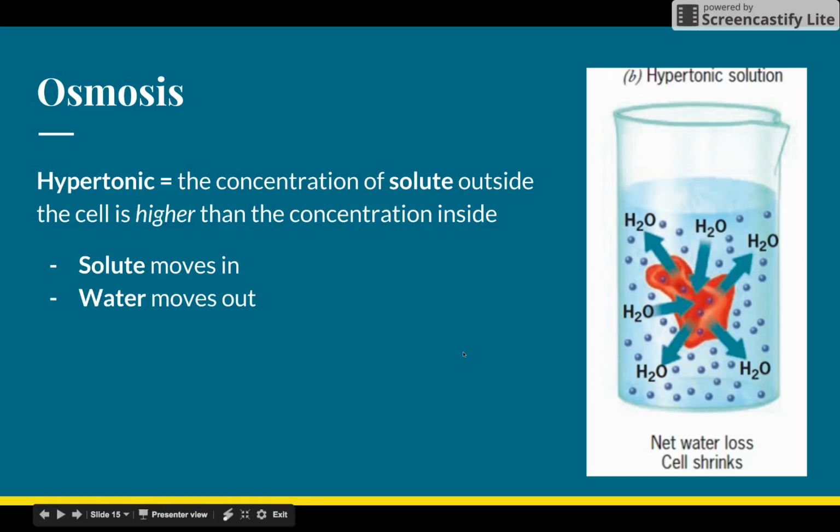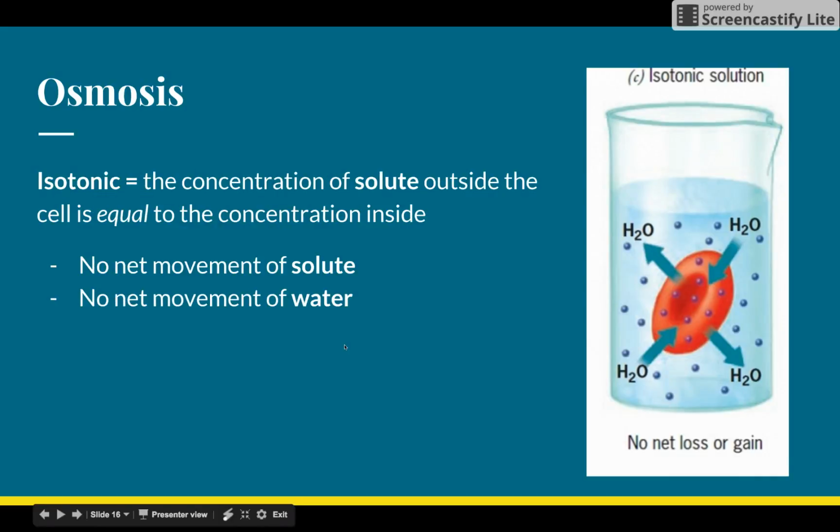In a hypertonic solution, we have the opposite. So we have a higher concentration outside the cell. That means that there's less water outside, relatively speaking, than there is inside. So in this case, the water will actually move out along its concentration gradient, and the solute would move in. And then in an isotonic solution, since the concentration of solute is equal inside and outside the cell, there is no net movement of solute or water. So water can move in and out, but there's no net difference. It will move out just as often as it moves in.